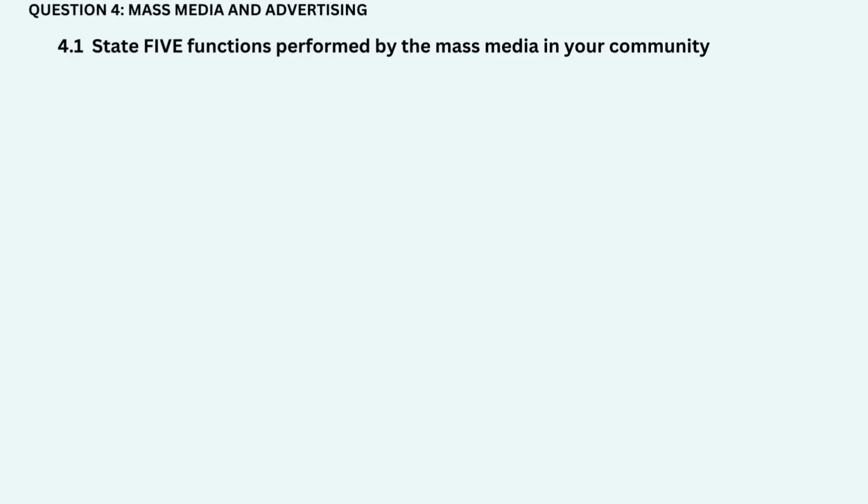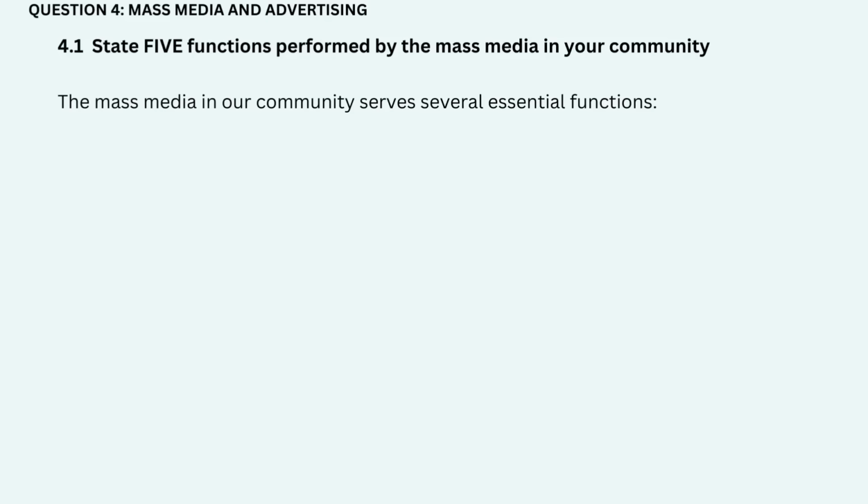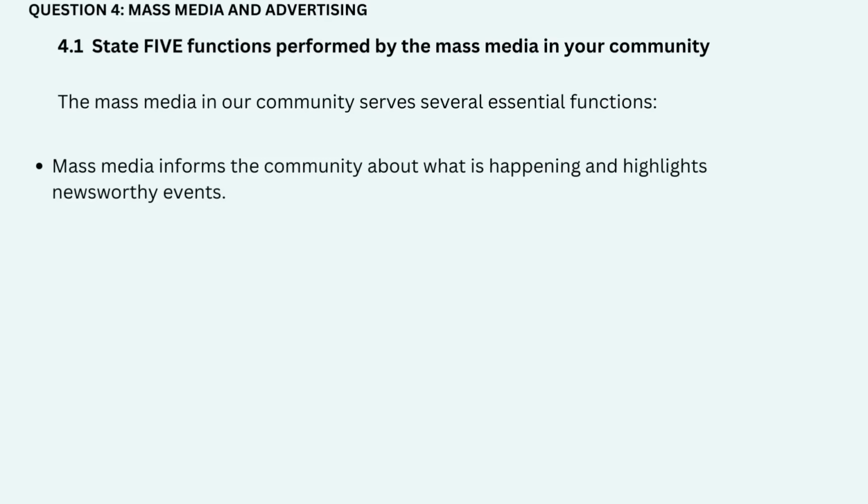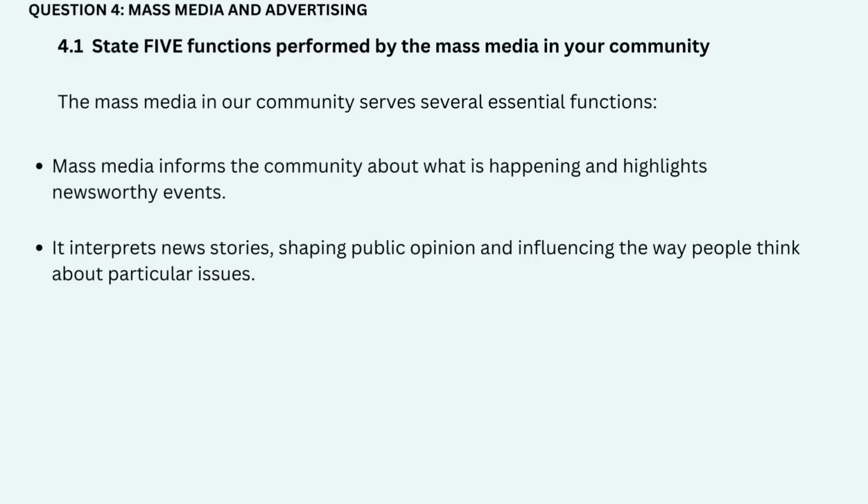Question. State 5 functions performed by the mass media in your community. The mass media in our community serves several essential functions. 1. Mass media informs the community about what is happening and highlights newsworthy events. 2. It interprets news stories, shaping public opinion and influencing the way people think about particular issues.